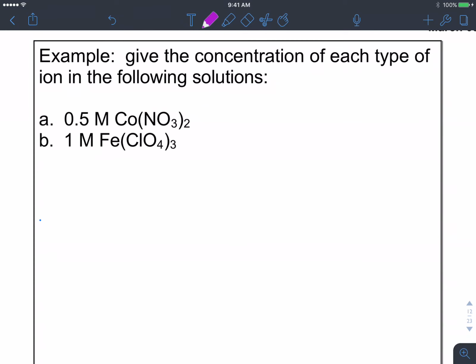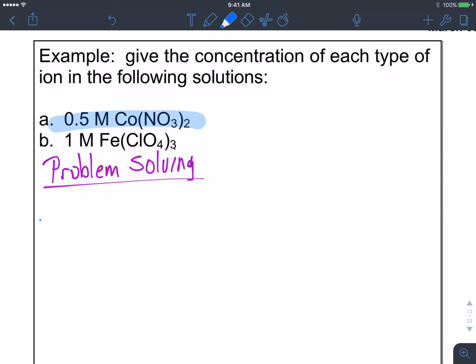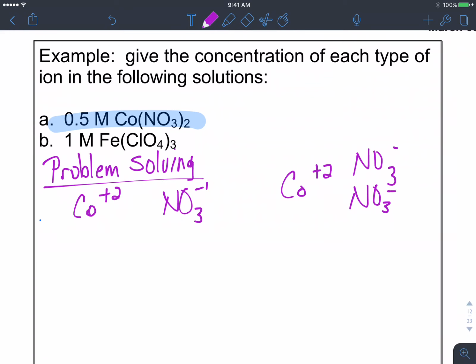You could do this through straight up problem solving, which is what I'm going to show you here, or you can do it using dimensional analysis. So here they want us to use this given concentration and find out the ion concentrations in that solution. So we have two different ions here. We have Co+2, cobalt +2, and we have nitrate, which is a -1 ion. So if it's 0.5 molar of Co(NO3)2, that means that when this breaks apart, you're going to get 1 cobalt +2 ion and 2 NO3- ions.